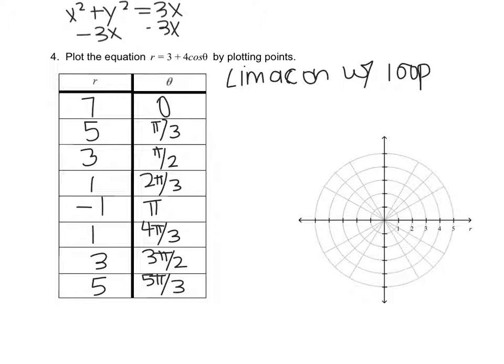So now I'm going to plot all of our points. So starting with the point (7, 0), we don't quite have enough space to have the point (7, 0), so it's going to be a little bit outside our graph. Then we have the point 5, pi over 3. Pi over 3 is at the top here. It's going to be the last circle. Then we have pi over 2, and then we have 3 pi over 2. Then we have 2 pi over 3.